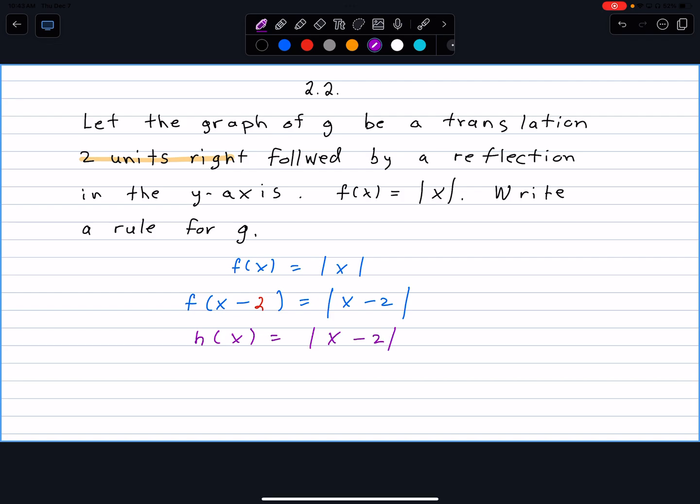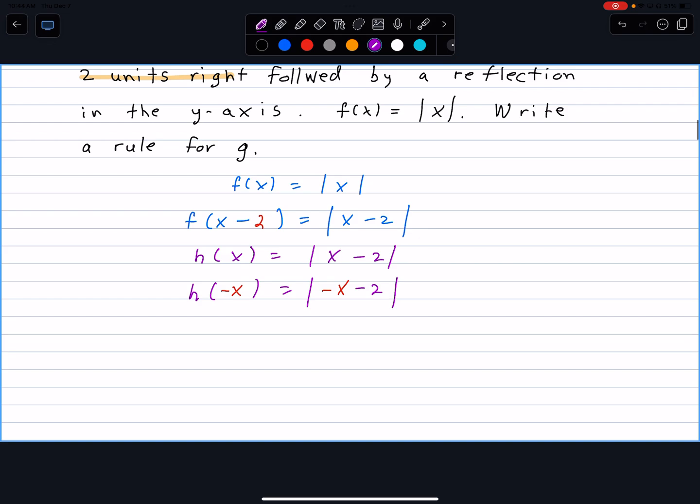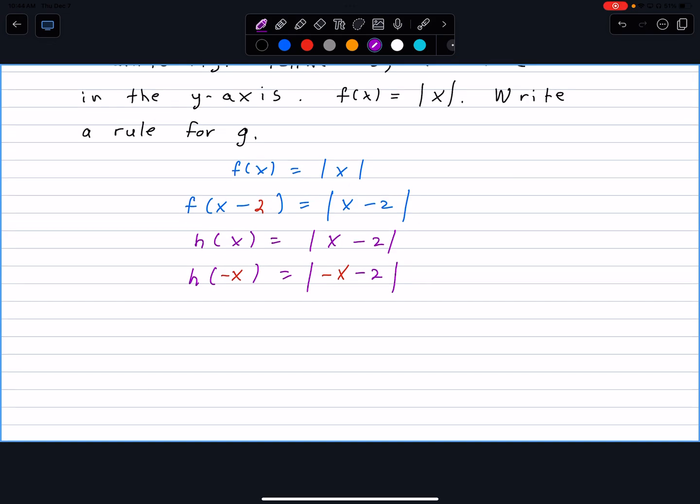So when we are doing that type of reflection, a horizontal reflection across the y-axis, you replace x with negative x. That means in my function, wherever I have x, I'm going to replace it with negative x. From here, we could simplify, but we are basically done. I'm going to write my new function here. They told us to call it g of x, so I'll call it g of x.